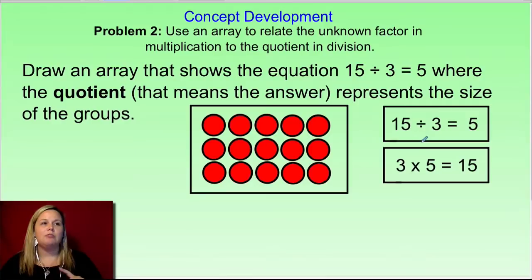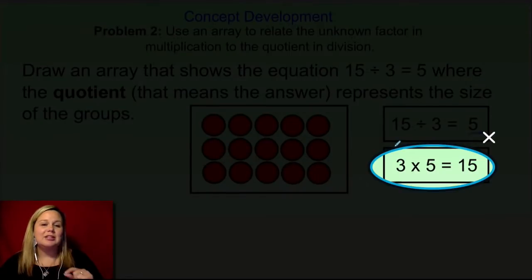Ooh, the quotient. Remember, the quotient gives us the answer. So where is the quotient down in this multiplication sentence? So just in this one piece, where is this quotient that I had up here in this 5? Absolutely, it's right there. It's the second number. It's the size of the group.